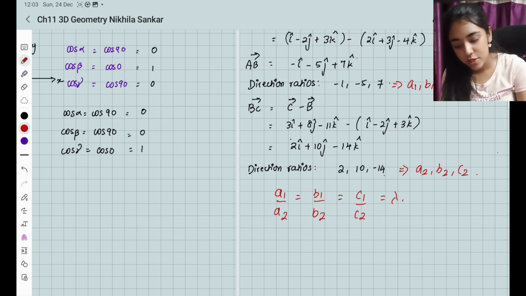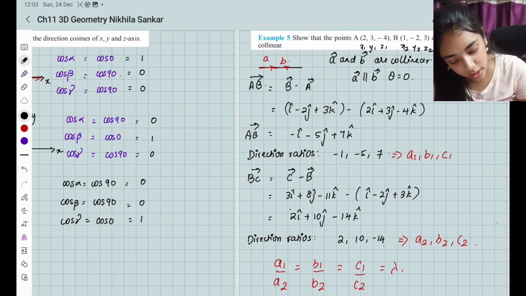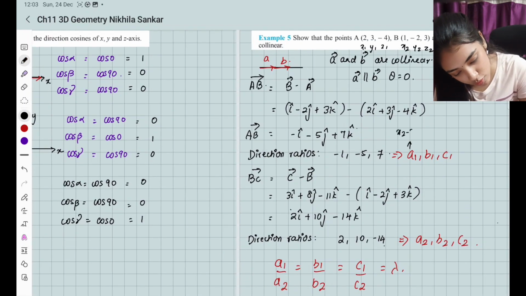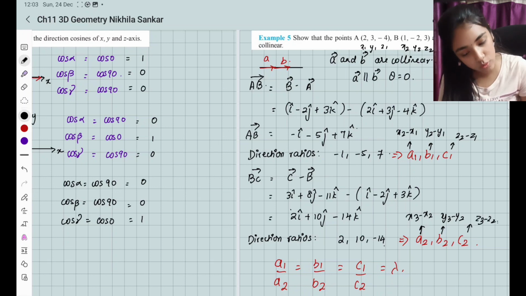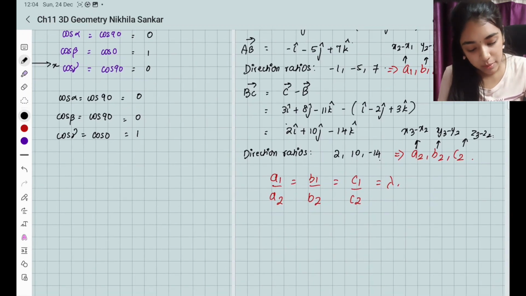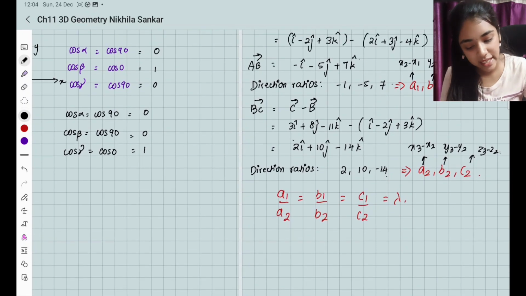So basically இங்க நான் என்ன பண்றேன், what is my a1? a1 is nothing but x2 minus x1. b1 என்ன, y2 minus y1 and c1 is going to be z2 minus z1. அதே மாதிரி a2 என்ன பண்ண, x3 minus x2, b2 is going to be y3 minus y2 and c2 is going to be z3 minus z2. கரெக்ட்டா? இந்த மாதிரி இந்த இடத்துல வெக்டர்ஸ் எடுக்காமையும் நம்மளால சால்வ் பண்ண முடியும். ஓகே, so basically இந்த ரேஷியோ ஈக்குவலான்னு பாப்போமா?